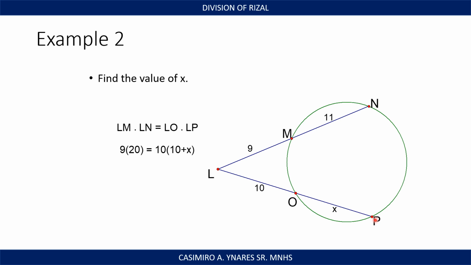LP is 10 plus x. Simplify. 9 times 20 is 180. 10 times 10 is 100. 10 times x is 10x. Find the value of x. So, we have 100. Transpose lang natin. Okay? So, 180 minus 100 is 80, is equal to 10x. Divide both sides by 10. Therefore, x is equal to 8. So, ang x daw natin is equal to 8.